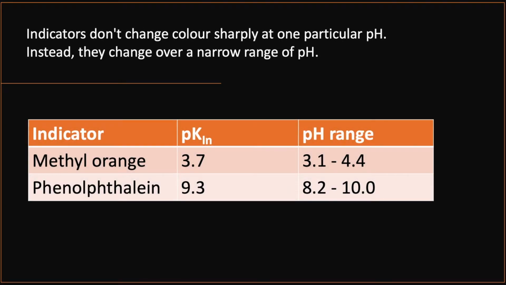So the key thing to note is that indicators will not just change colour sharply at one pH. They normally change colour over a range of pH. So for example, the two that we're going to look at in this video are methyl orange, which has a pKIn of 3.7 and will change colour over a pH range of 3.1 to 4.4, and phenolphthalein, which has a pKIn of 9.3 and again changes colour over a range of about 2.